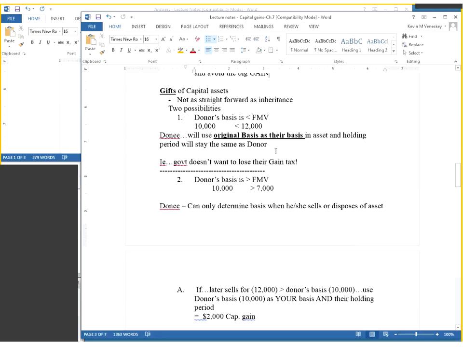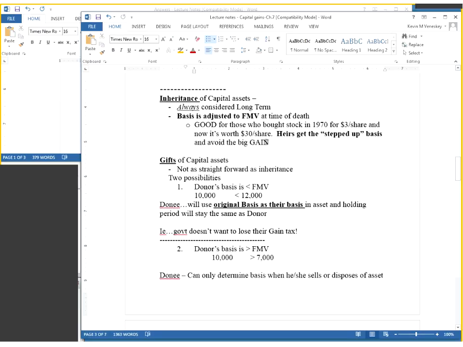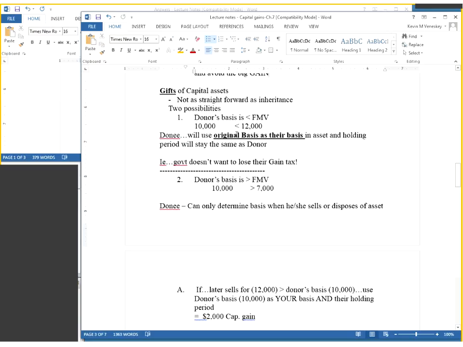With gifts, it's not so straightforward for one, and it's not as lucrative as the inheritance part, where you get the stepped-up basis. It's not nearly as good. So, a couple things that could happen when you have a gift.